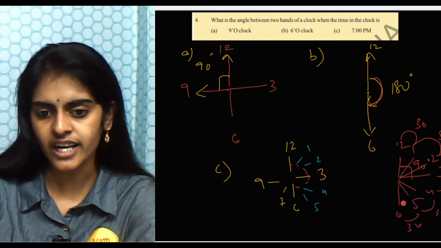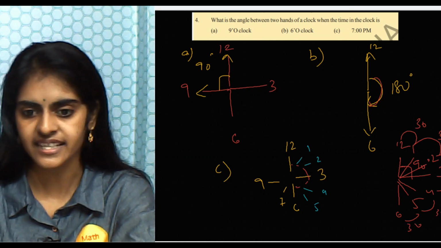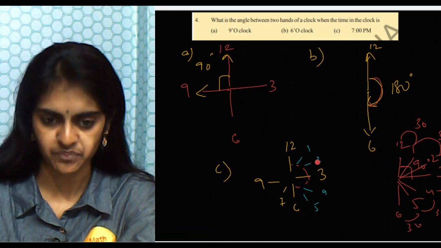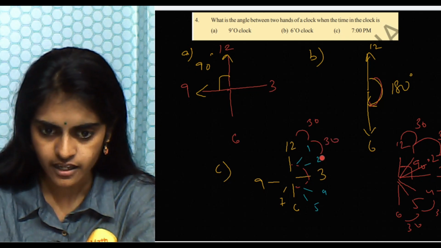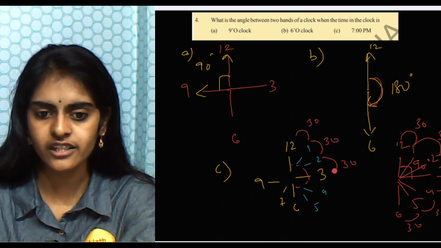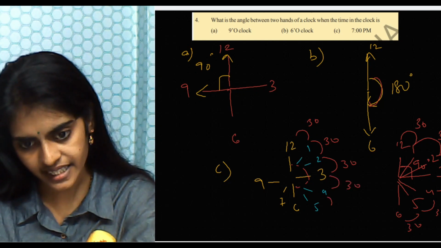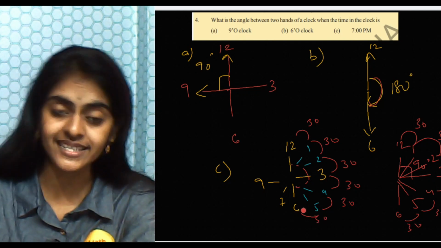Now see, 12 to 6 is 180. So 30 plus 30 plus 30 plus 30 plus 30 gives you what? It gives you 180. So this is 30 degrees, this is also 30 degrees, this is 30. So 12 to 3 is 90, 30 plus 30 plus 30. And this is again 30, 30, 30. So total 12 to 6 is 180.